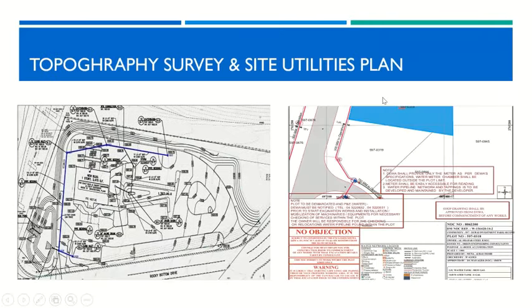This is an example of topographic plan on the left side. On the right side, something like NOC or site utility plan, which demonstrates the pipe sizing and the location. But topographic here, it only shows the contour lines.